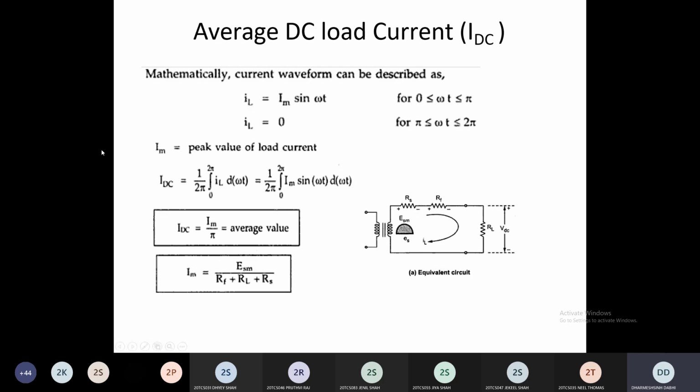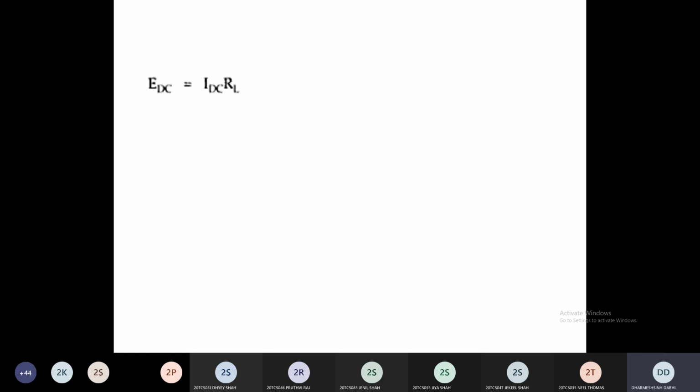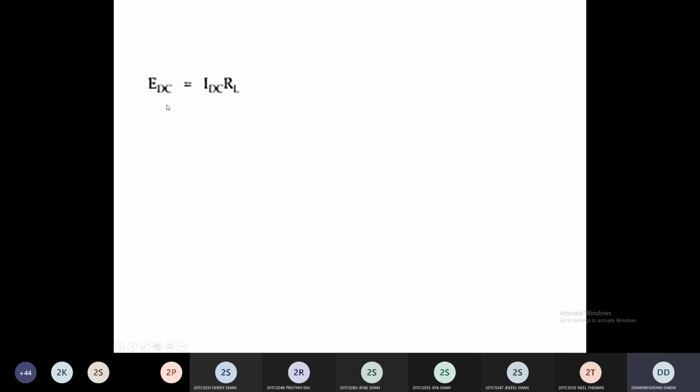Now, here we derive the equation of average DC current. Now, what is the average DC voltage at the load side? As we know, the equation of voltage is I into R. So, average DC current into load resistance gives the average DC voltage across the load. Here it is represented by VDC. You can also represent it by EDC. Clear? So EDC is the average voltage across the load.